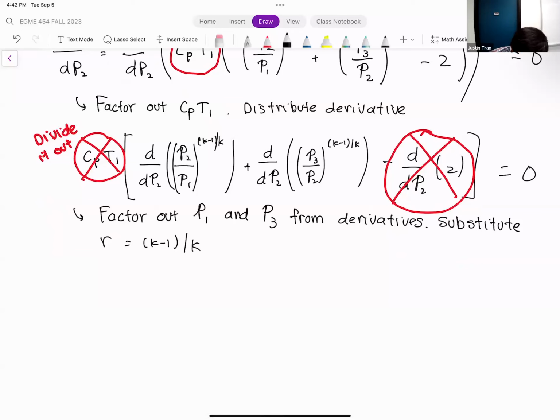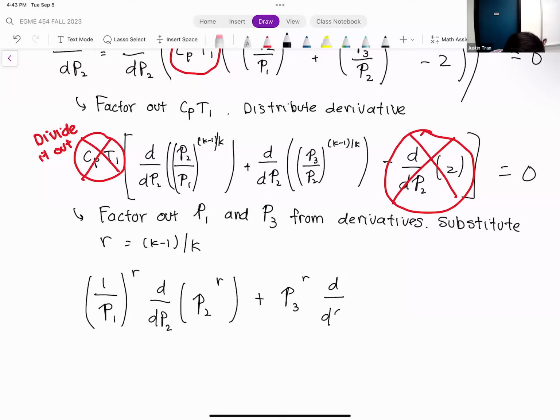Okay. And so if we do that, we get 1 over P1 raised to the R power times the derivative with respect to P2 of P2 raised to the R power, plus P3 raised to the R power times the derivative with respect to P2. I'm going to do something in here just to make it a little bit easier, because we have 1 over P2 inside here, so I'm going to write P2 raised to the negative R.